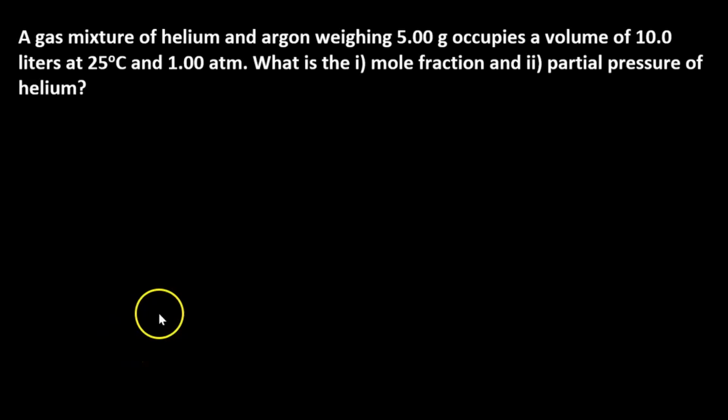Alrighty, gang, another ideal gas problem in physical chemistry. We're going to jump right into it. We have a gas mixture of helium and argon weighing 5.00 grams, so that's collectively, occupies a volume of 10.0 liters at 25 degrees Celsius and 1 atm. And with this information, we want to know the mole fraction and the partial pressure of helium, the helium gas.